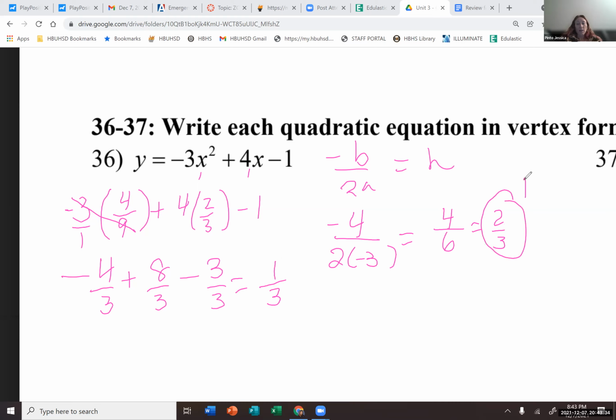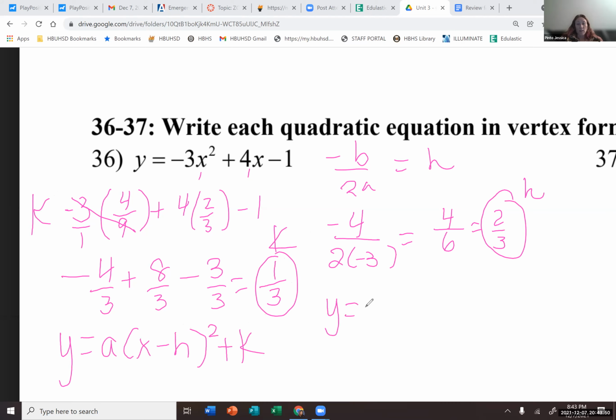So here's my h. This is the work to find k, the y value of the vertex. So knowing that it's y equals a times (x minus h) squared plus k, I write it as y equals -3. This is still the a value. And then it's (x minus 2/3) squared plus 1/3. That was lovely. I thought that would be harder.